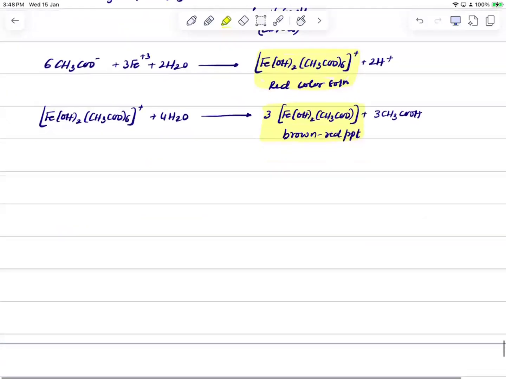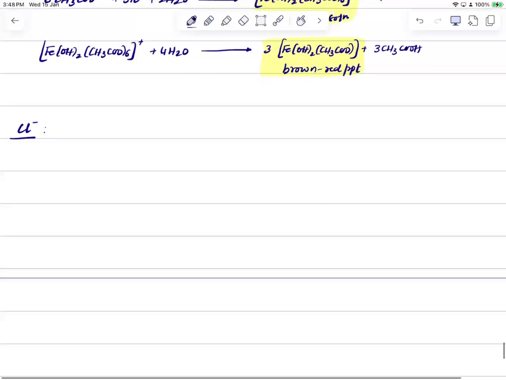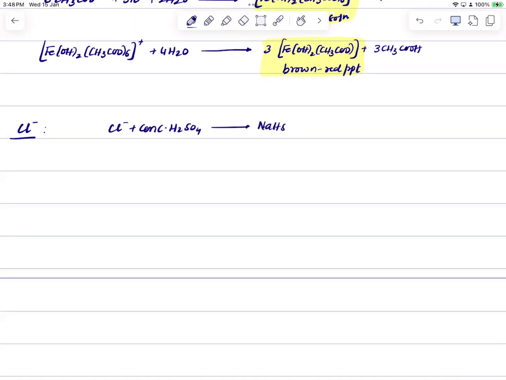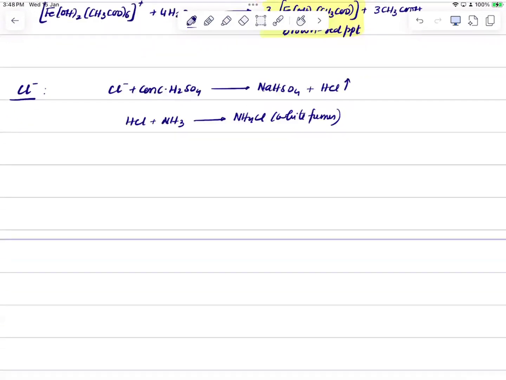So the next confirmatory test this time is for chlorides and bromides and iodides. Cl minus. For Cl minus, right? We need to add concentrated H2SO4. So adding concentrated H2SO4, we will get NaHSO4 plus HCl vapors. Correct. So HCl plus ammonia will give you white fumes, NH4Cl, which is white color, cloud-like fumes you will get. Okay.